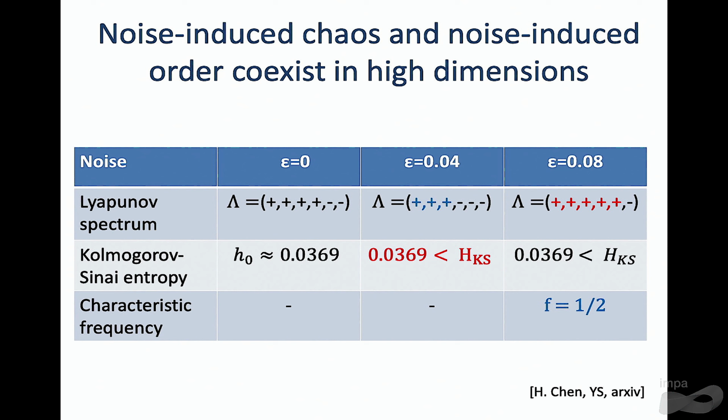So we also observe other phenomena. With smaller noise, the number of positive Lyapunov exponents decreases, like noise-induced order. However, the Kolmogorov-Sinai entropy increases. It's possible in high dimension. Right? This Kolmogorov-Sinai entropy is estimated by the sum of positive Lyapunov exponents. And in this case, the number of positive Lyapunov exponents increases, but we observe some ordered behavior. A characteristic frequency, period 2, emerges with stronger chaoticity.